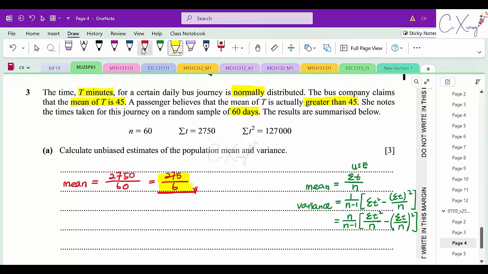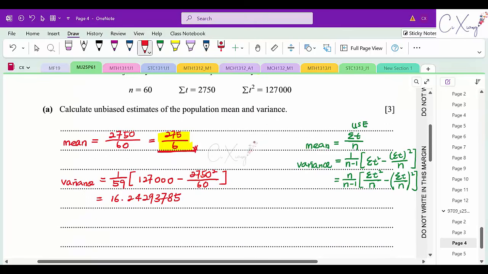Then what is the variance? To calculate the variance, I'm using the first formula, right? So it will be 1 over n minus 1, which is 1 over 59. Summation of t squared will be 127000 minus the summation t squared, so 2750 squared divided by n, which is 60. For this example, if I use this formula, the calculator will give me a long value, 16.24293785. Of course I can't keep my answer in this way, so I have to correct it to 3 significant figures, where it should be 16.2.